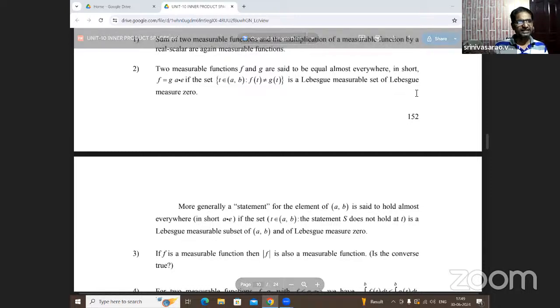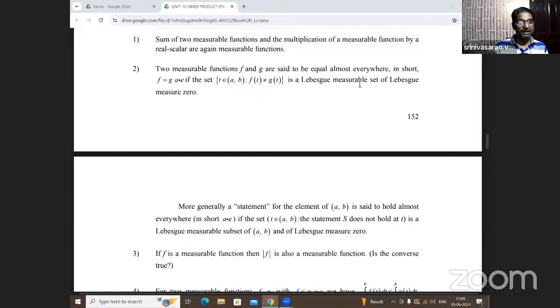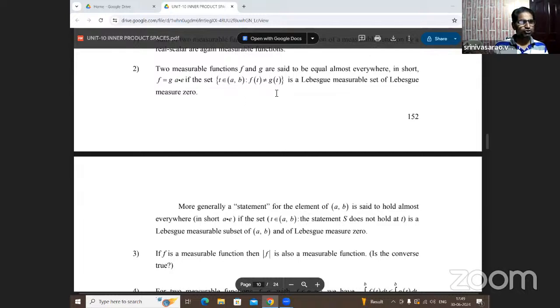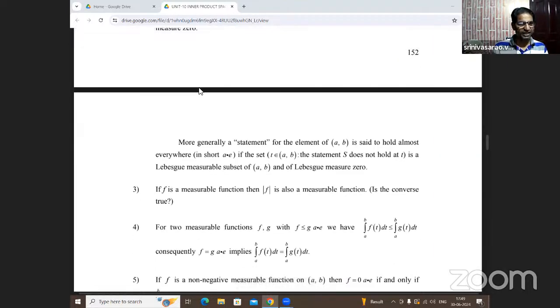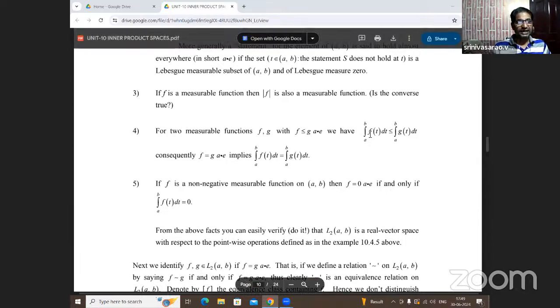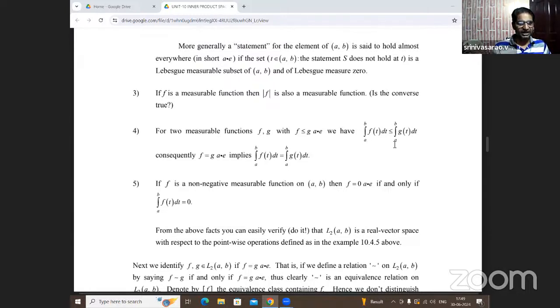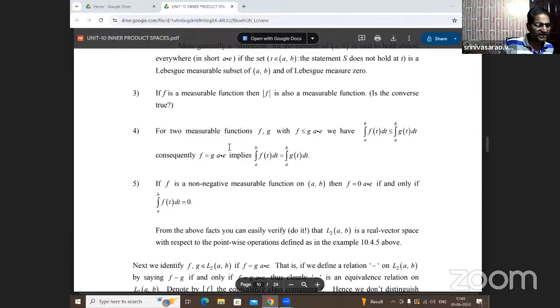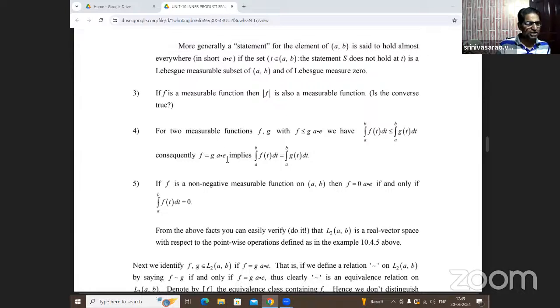So, Lebesgue measurable sets of Lebesgue measure 0. Here f equals g almost everywhere. This second property is also very important. These properties: f measurable implies the absolute value function is also measurable. This theorem is also very important. Here f and g are any two measurable functions, f less than or equal to g almost everywhere. So the integral from a to b of f(t) dt is less than or equal to the integral from a to b of g(t) dt. Consequently, f equals g almost everywhere.